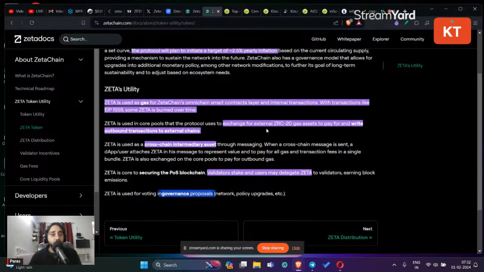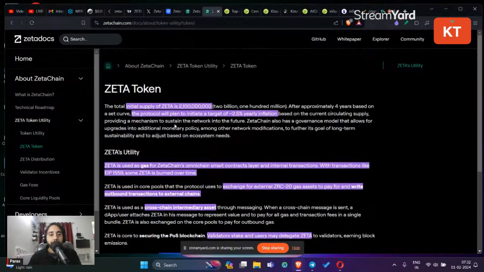So again, a lot of use cases of Zeta, and that's why this project is quite different from the existing ones, because this is Zetachain, which is quite interoperable. So you can see the supply. Remember, the supply is 2.1 billion tokens with a 4-year inflation. After 4 years, it is going to be inflationary at the level of 2.5% yearly inflation.